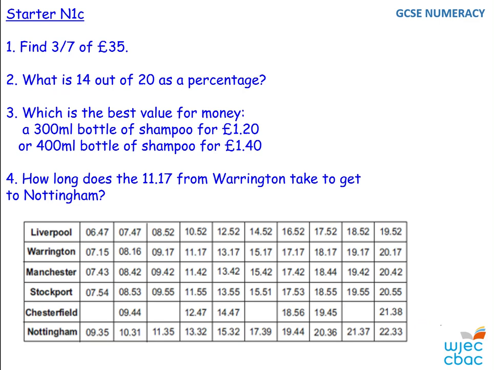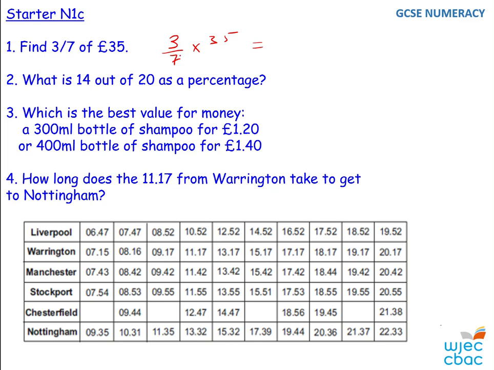Okay, so we're going to go over all the questions here. Question 1, 3/7 of 35. I don't like writing 3/7 in that fashion. I prefer to write it as a proper fraction, so 3 over 7. Of means times. Now you can simply work out 35 times 3 and then divide it by 7, which is fine. I think that's a common way of doing it.